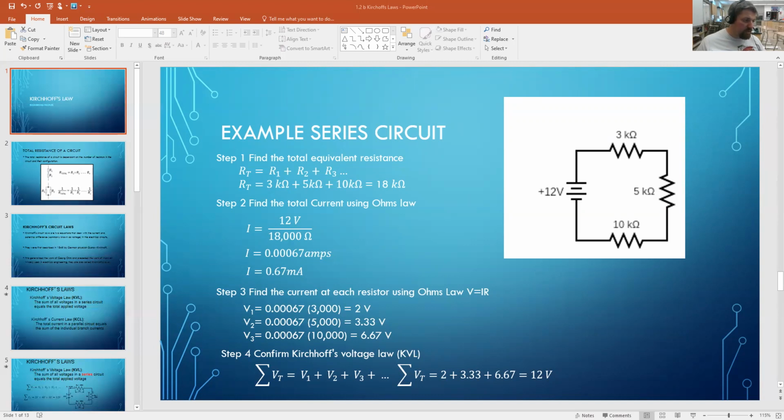So we're just using Ohm's law, V equals IR. We knew I because that's our total. And then our R's are our individual resistors that are given to us in the picture.